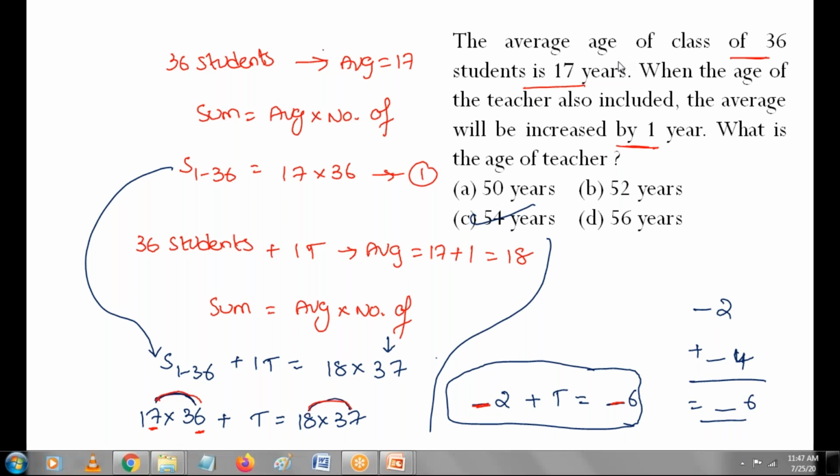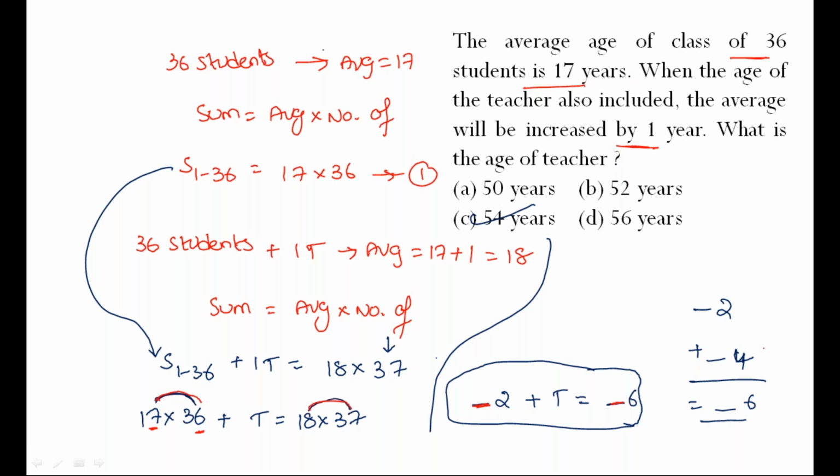Yes, sir. Right? Now, the first one ending with 2, the next one ending with 4. So that ending with 6 will be obtained. This must be, teacher age must be ending with 4. Only one option, right? You're ending with 4.